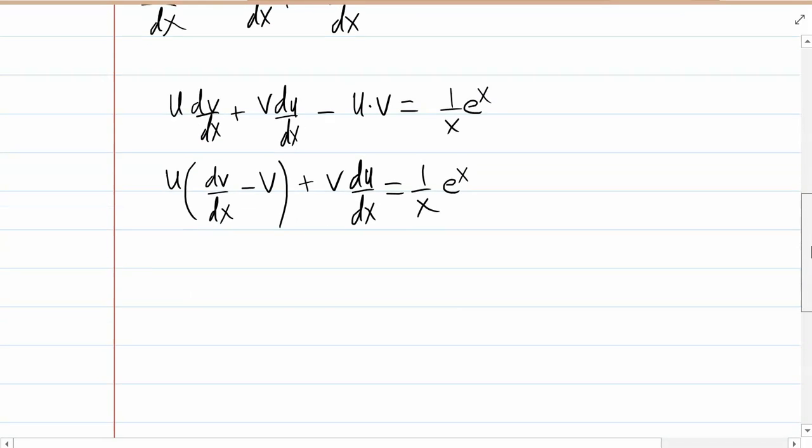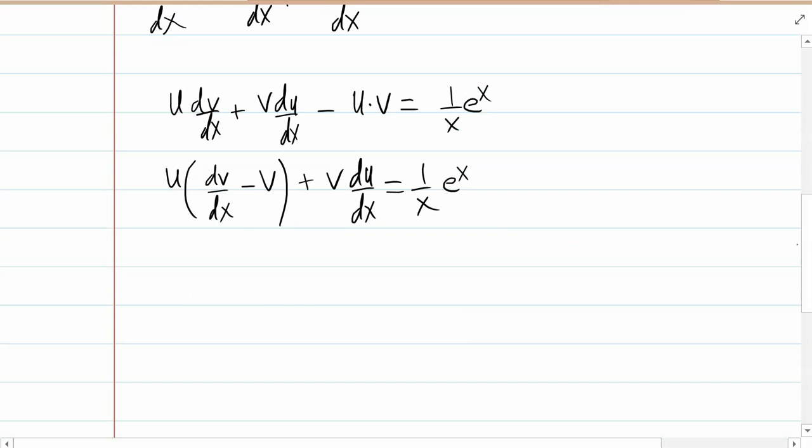So we're looking for a function v that will make this term equal to 0. That means that dv/dx = v. Well, there is an easy function for that. We choose v = e^x.